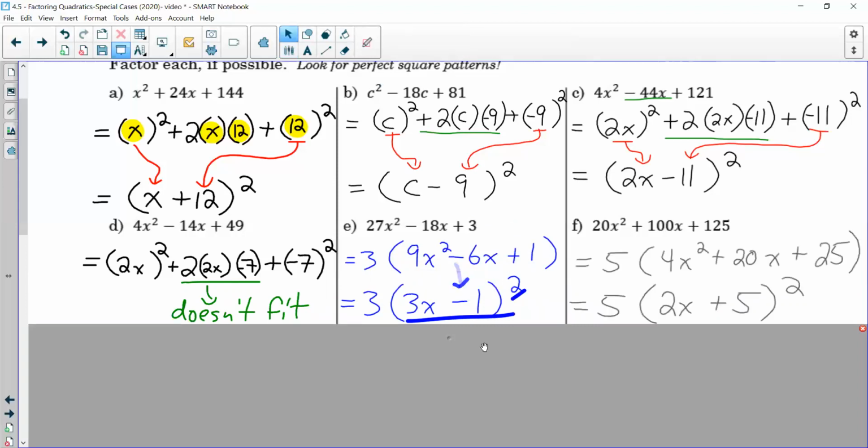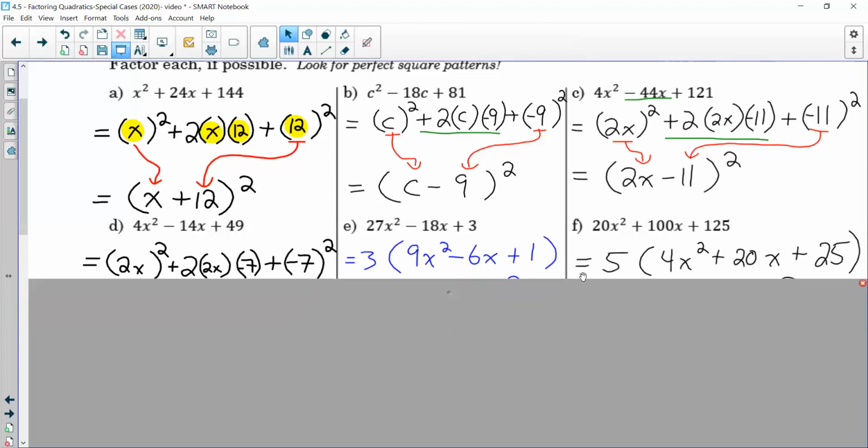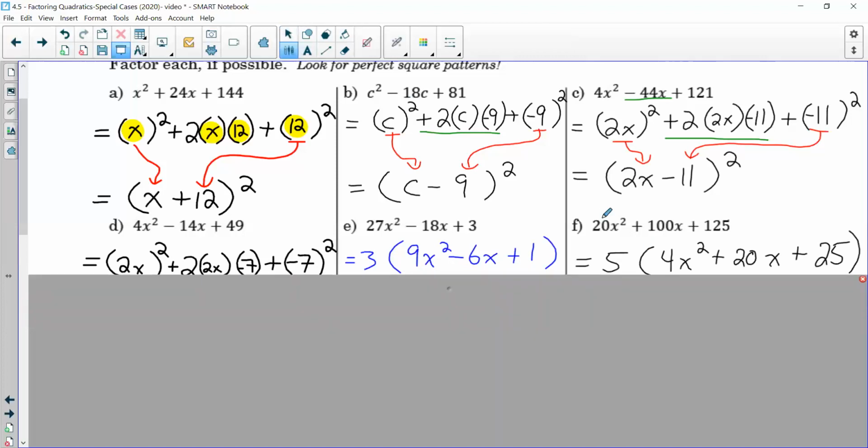Okay. And this last one over here, similarly, it does have a greatest common factor of 5. 5 goes into each one of these evenly. And then, oh, look at that. There's the 4x squared. You should recognize that by now. 25 is definitely a perfect square. So when we test this pattern, we're going to be using 2x and positive 5. Why positive? Because that sign's positive. So 2x times the 5 gives us 10. But then we want to double that. 10 gives us 20x. So it does fit the pattern.